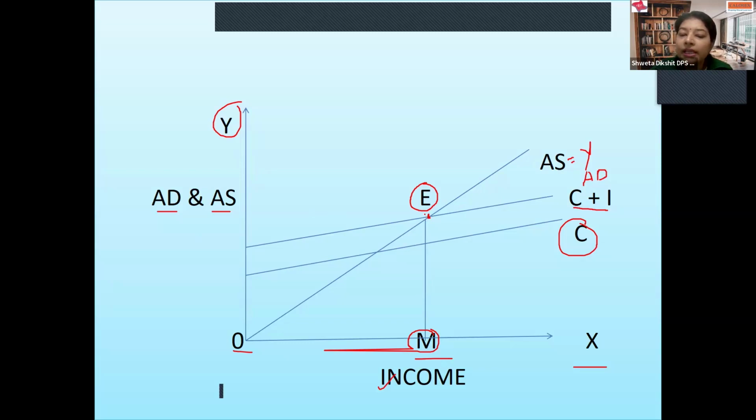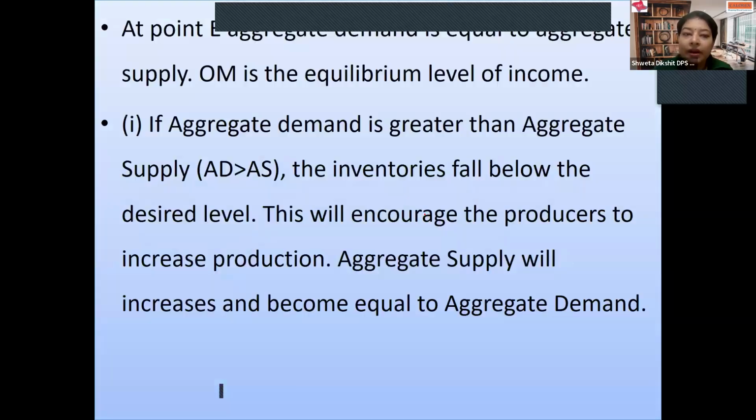Then the third thing comes, which is after this diagram, the explanation of this equilibrium. As I just told you, at point E, aggregate demand is equal to aggregate supply, and point OM is the equilibrium of income. Why can't we fix an equilibrium when AD is greater than AS? While we know that in modern economics, greater aggregate demand is always appreciated, then why can't we fix an equilibrium when AD is greater than AS?